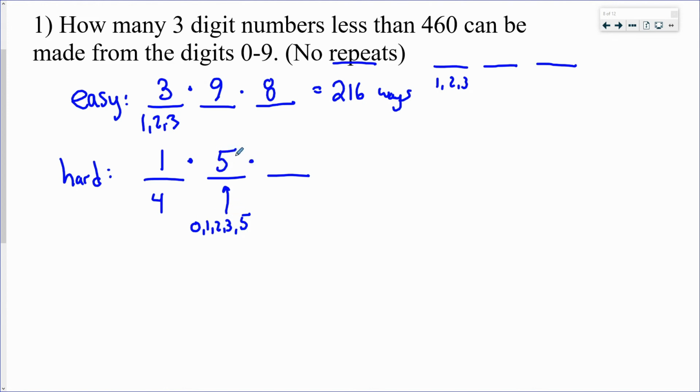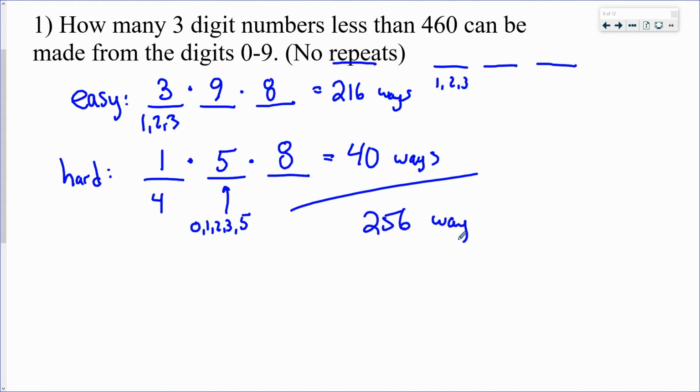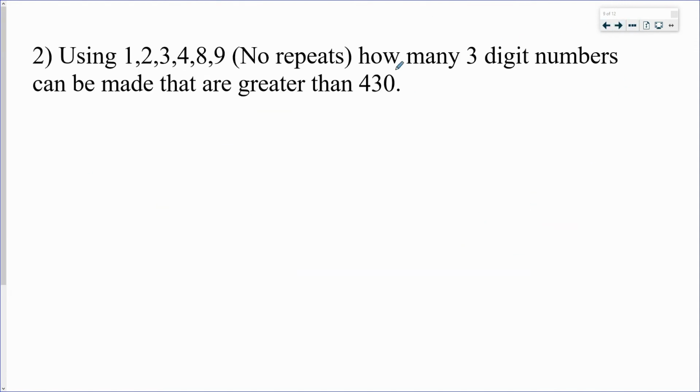So now let's see. I had 10 numbers. I used 1, 2, so I have 8 left. There we go. Doesn't matter what this is as long as this is a 0 to a 5, not including 4. So 1 times 5 times 8, that's 40 ways. And then the addition principle of the fundamental counting principle says you can just add up the different cases. So there are 256 ways this can happen. And yay, we are so happy. We're 3/4 of the way through.